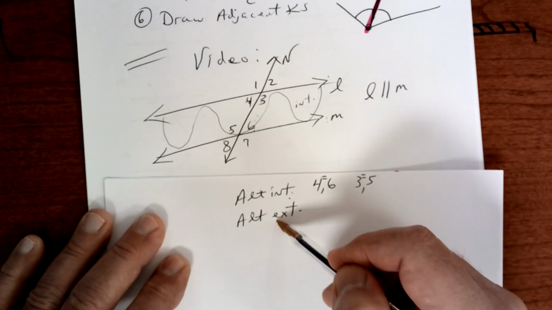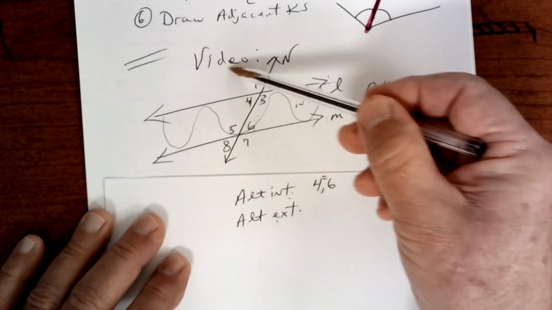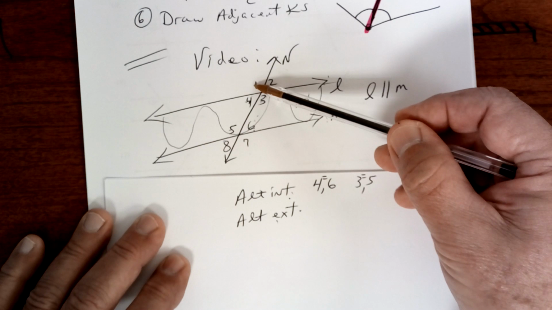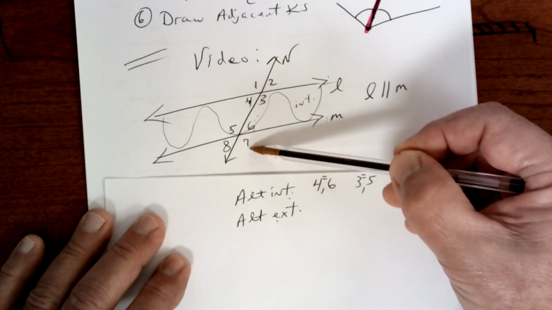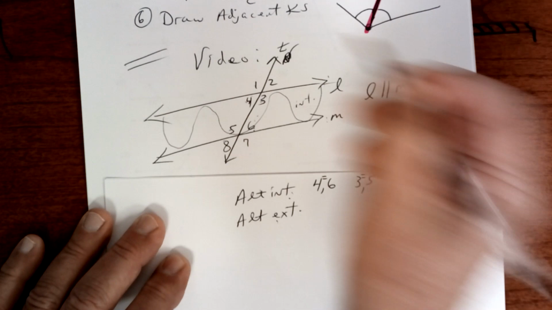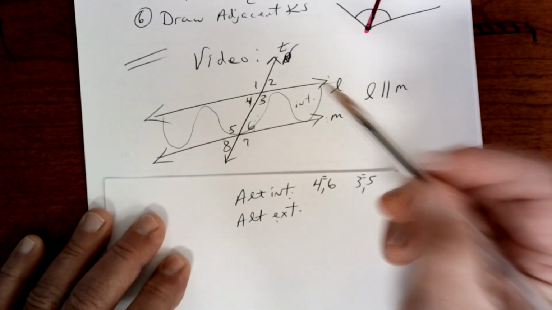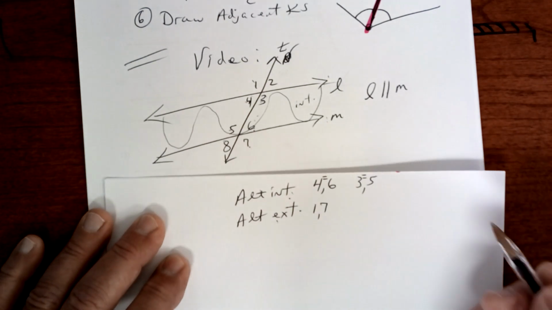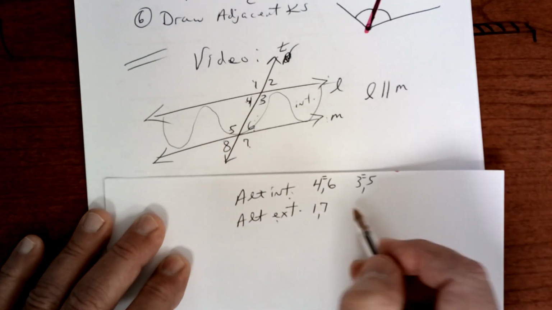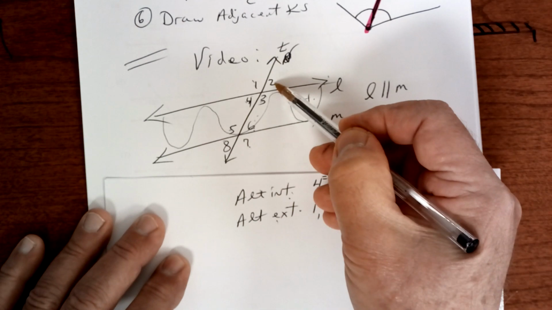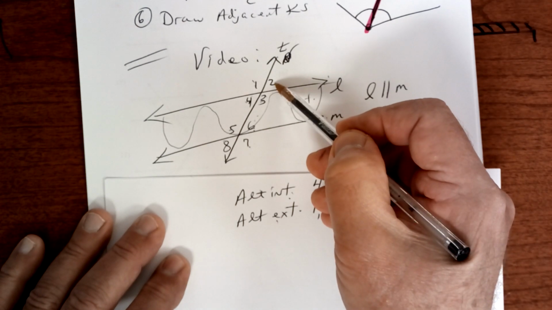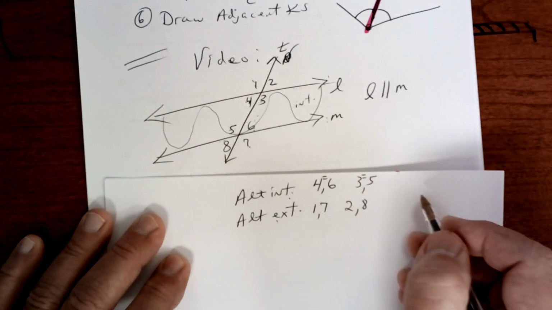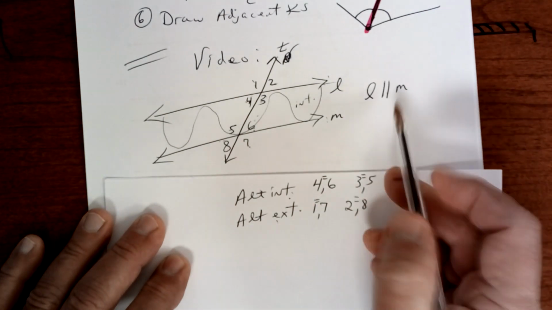Alternating exterior would be on the outside here. This is your exterior. So it would be 1 and 7. See how it jumps across the transversal? We probably should name this as a T for transversal. So 1 and 7 would be equal if the lines are parallel. And what else? 2 and what are alternating exterior? 2 and 8. That's right. And they would be equal provided the lines are parallel, and they are.